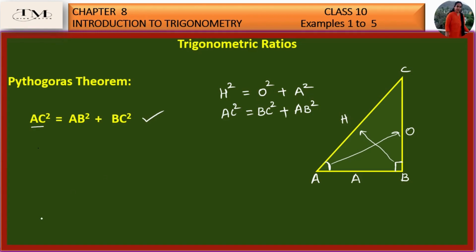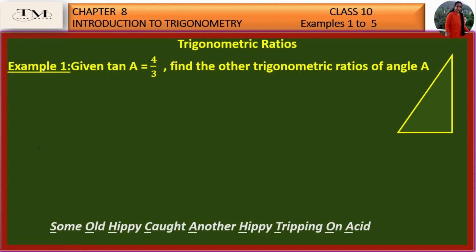Okay, children, let us move to the example. Example 1. Given tan A is equal to 4 by 3, find the other trigonometric ratios of angle A. Here one of the ratios is given, that is tan. We have to find sine, cos, cosecant, secant and cot. If sine and cos are found, then we can easily find cosecant, secant and cot because all are inverses of sine, cos and tan.